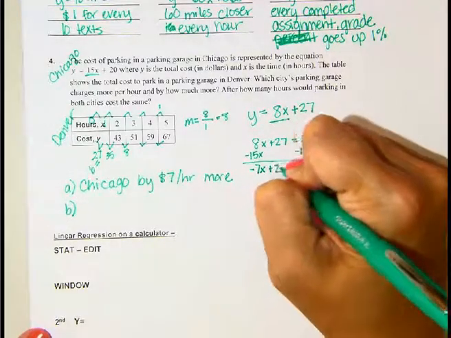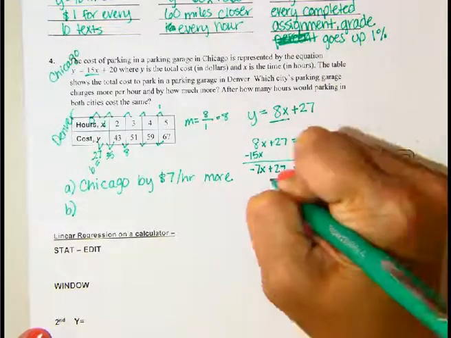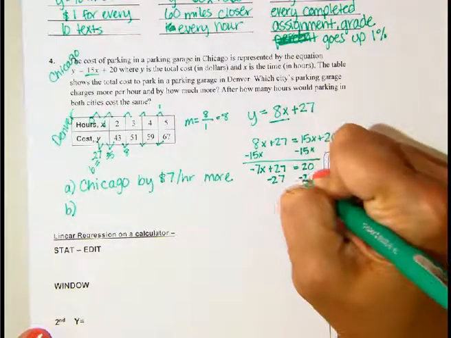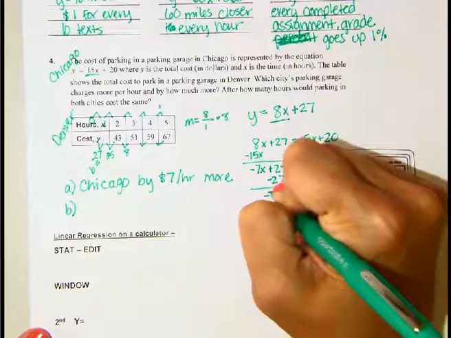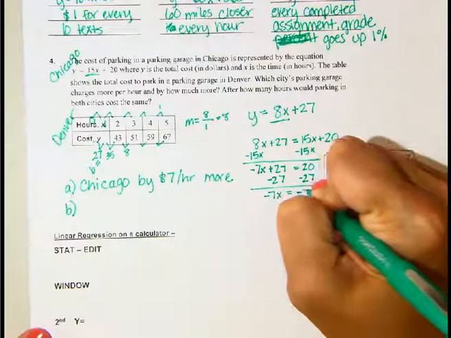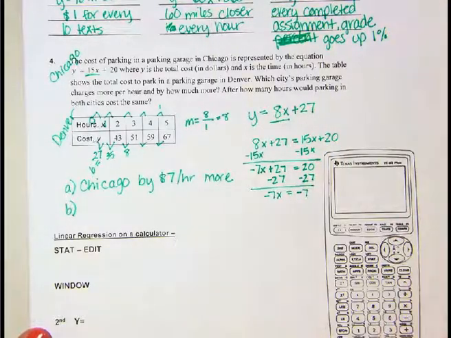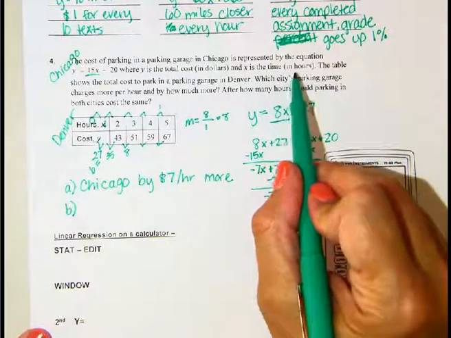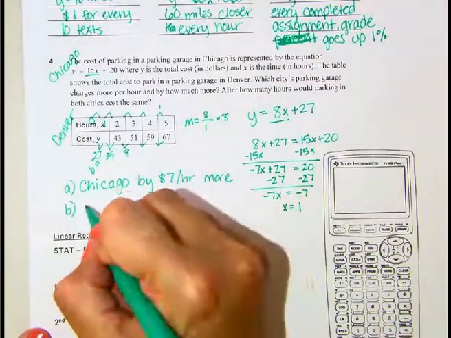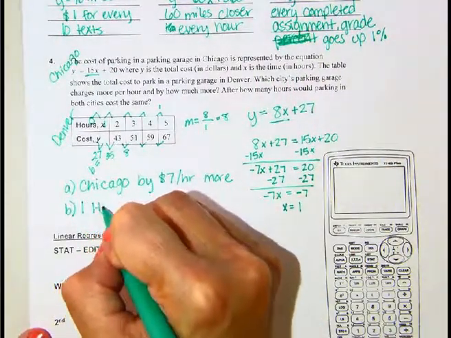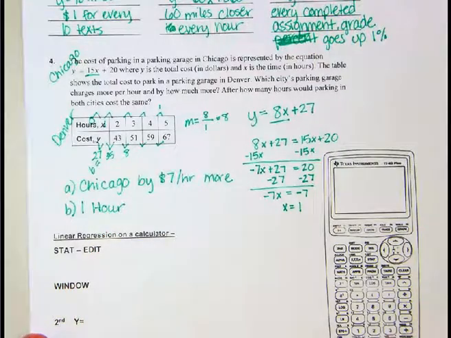plus 27 equals 20. Subtract 27. Negative 7x equals a negative 7. You divide by negative 7, and x equals 1. And x was in time in hours. So at 1 hour, they are the same. The cost for parking is the same.